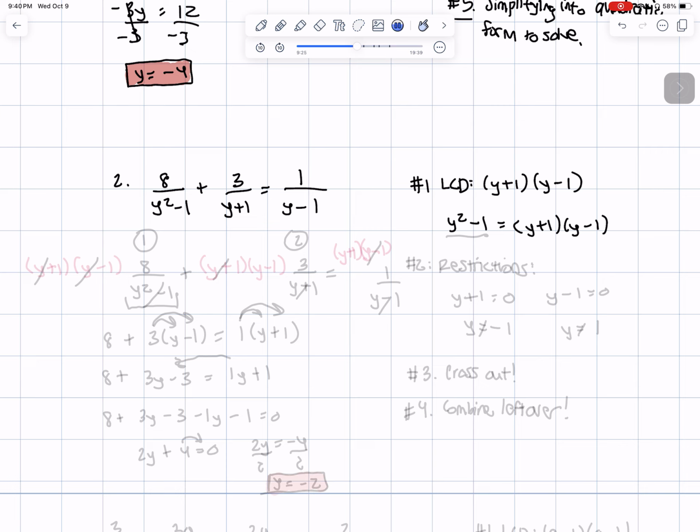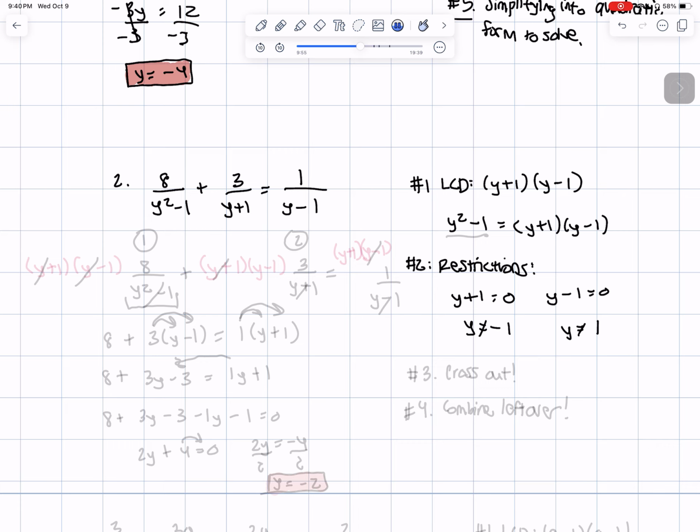So now we can find our restrictions. Our restrictions say that we set the denominators equal to 0 and then find out what it won't be. Well, this one's pretty easy. It's just going to be y cannot equal minus 1 and y cannot equal plus 1. So same as the last example, really.